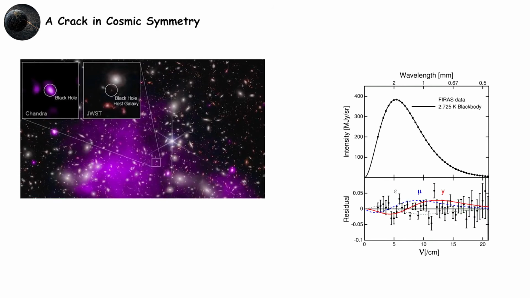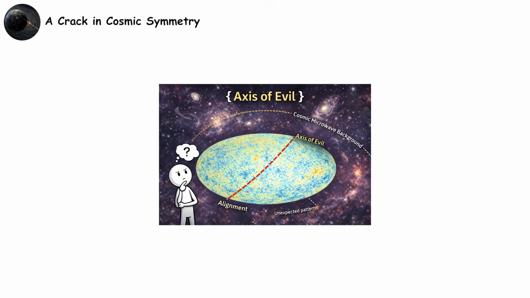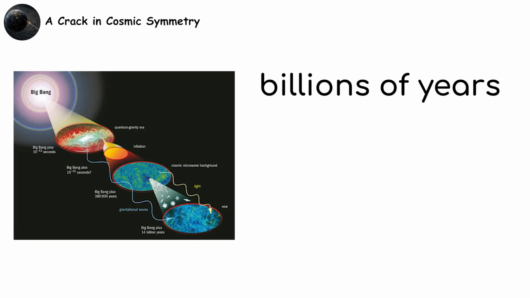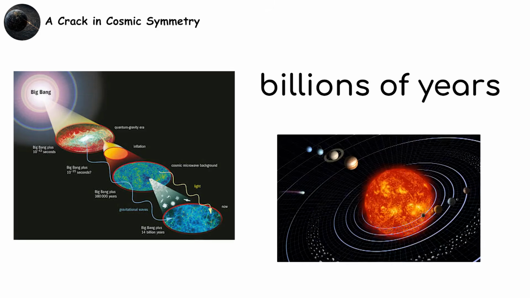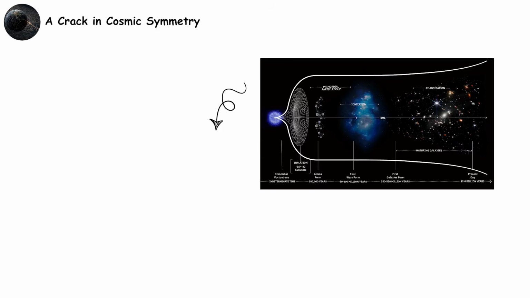This alignment was nicknamed the axis of evil, and what makes it truly bizarre is that the axis appears to line up roughly with the plane of Earth's orbit around the sun and the direction of the equinoxes. That shouldn't happen. The CMB formed billions of years before the solar system existed. There's no reason for the largest structures in the early universe to care about Earth's geometry.